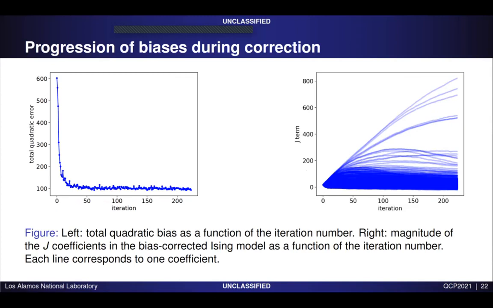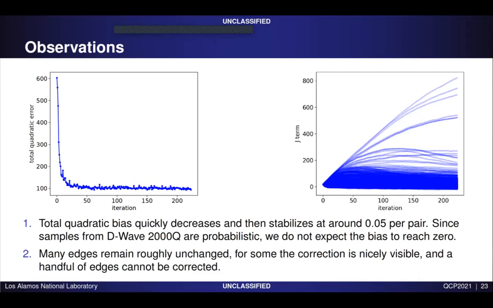In these plots, we observe the progression of quadratic biases as a function of iteration on the left, and the progression of quadratic weights on all edges as a function of iteration on the right. On the left-hand figure, we observe that our bias correction algorithm quickly reduces the sum of the overall quadratic bias Q and stabilizes to roughly 5% per pair. Once again, because D-Wave is a probabilistic sampler, we would expect the algorithm to converge to a non-zero error rate, and we observe this to be the case in the data.